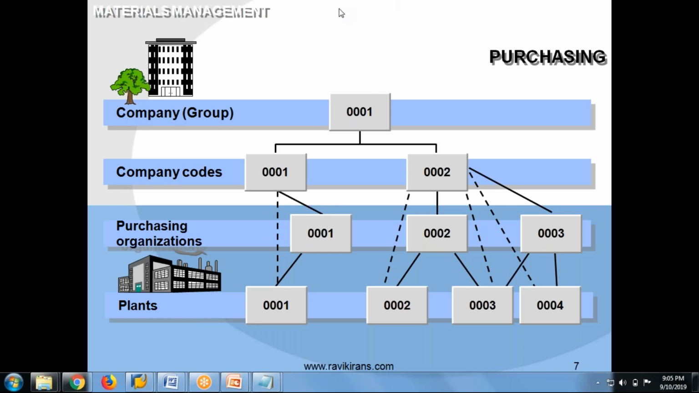Subsidiary company means raising a purchase order to the purchase organization, because we cannot create a purchase order without having a plant.